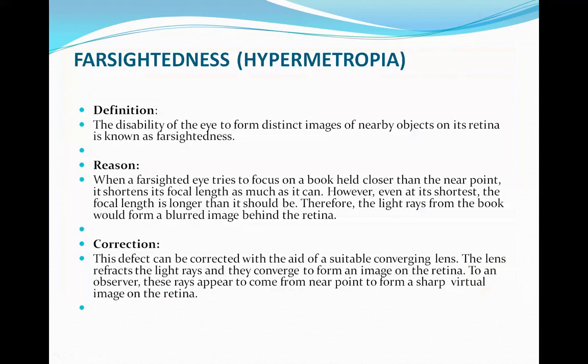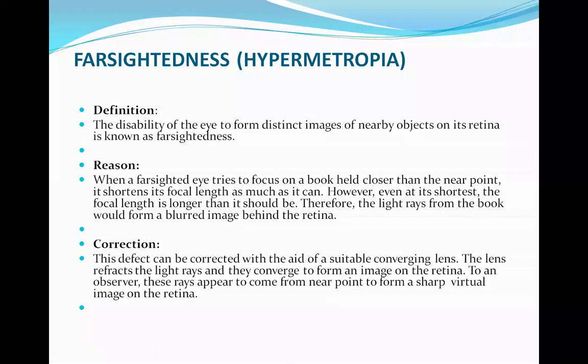Another defect of the eye is known as farsightedness. This is also called hypermetropia. It is the disability of the eye to form distinct images of nearby objects on its retina, and it is known as farsightedness.